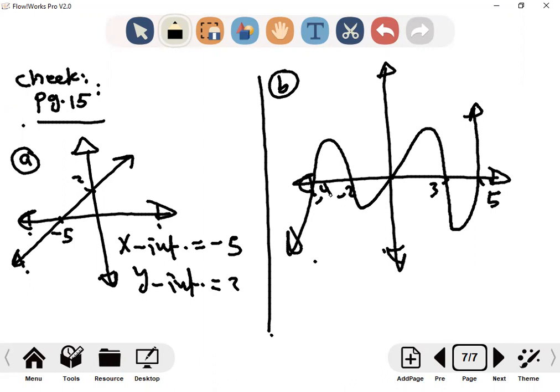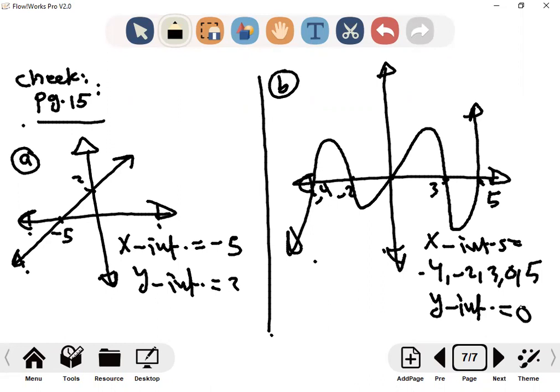Now, the x-intercepts are -4, -2, 3, 0, and 5. These are on the x-axis, right? The y-intercept is only 0. It cuts the y-axis only one time, right? So the y-intercept here is only 0. And put the 0 after the -2. It's okay.